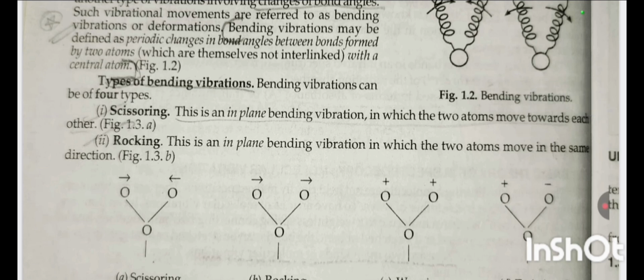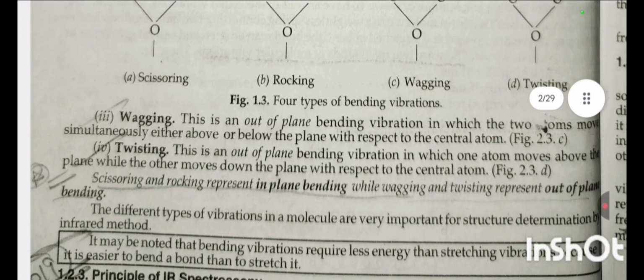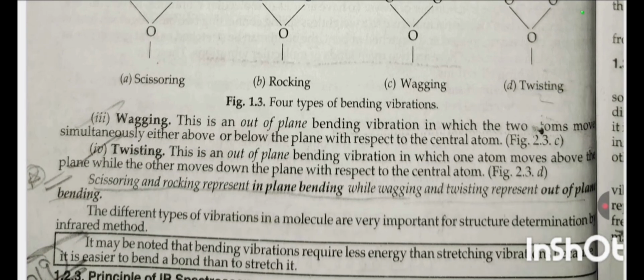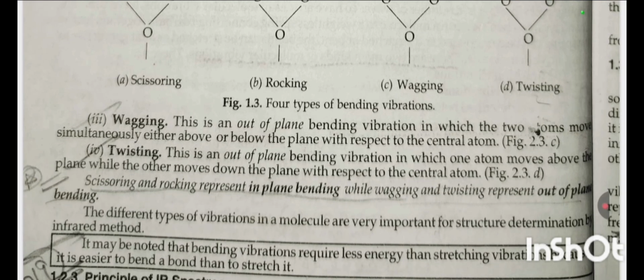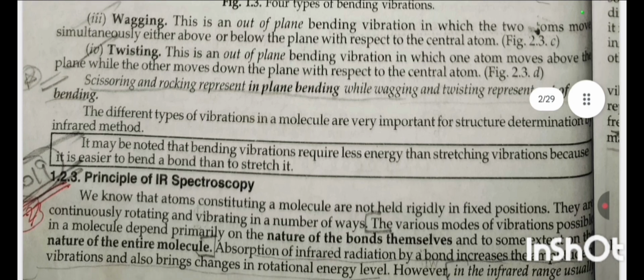Scissoring. This is an in-plane bending vibration in which the two atoms move towards each other. Rocking. This is an in-plane bending vibration in which the two atoms move in the same direction. Wagging. This is an out-of-plane bending vibration in which the two atoms move simultaneously either above or below the plane of the system with respect to the central atom. Twisting. This is an out-of-plane bending vibration in which one atom moves above the plane, the other moves below the plane. Scissoring and rocking represent in-plane bending, while wagging and twisting represent out-of-plane bending.